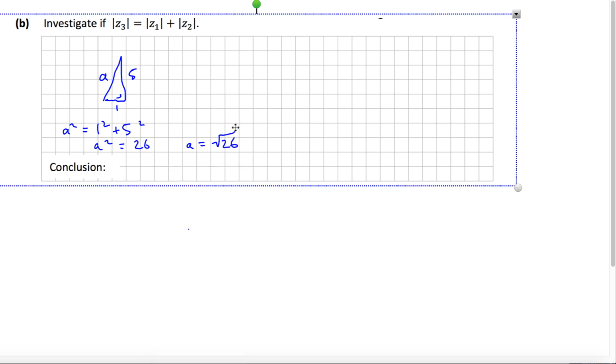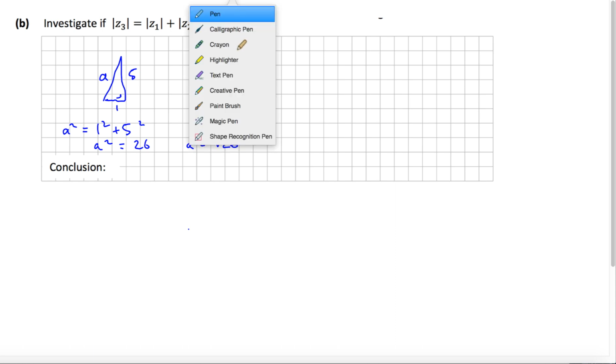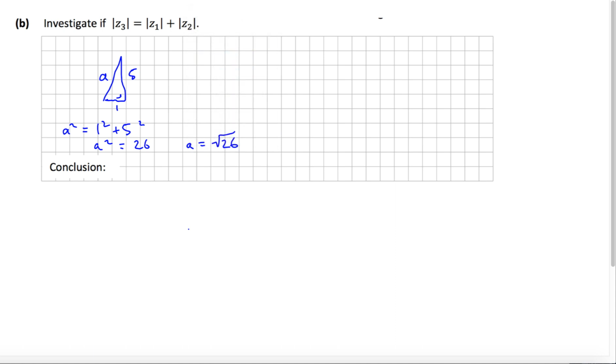And on your calculator, root 26 simplifies? No, it doesn't. It's just root 26. Okay, so root 26, I'll just highlight this so it's nice and clear. The modulus of Z3 is root 26.